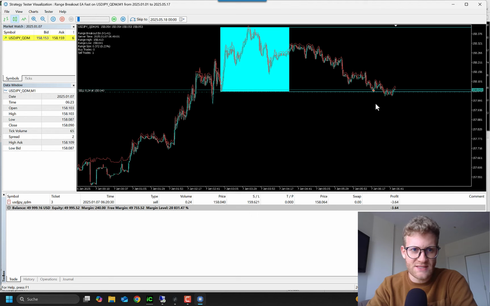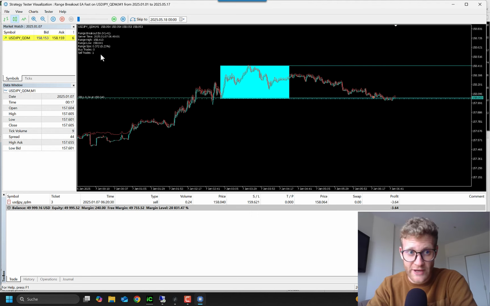But here we can see now the range is in this range filter, so it's above 0.2% and below 0.4%, and we see a trade. In this case it was a sell trade. So how does this work?